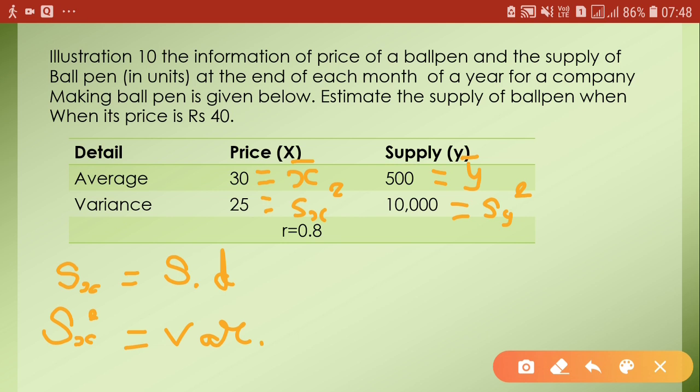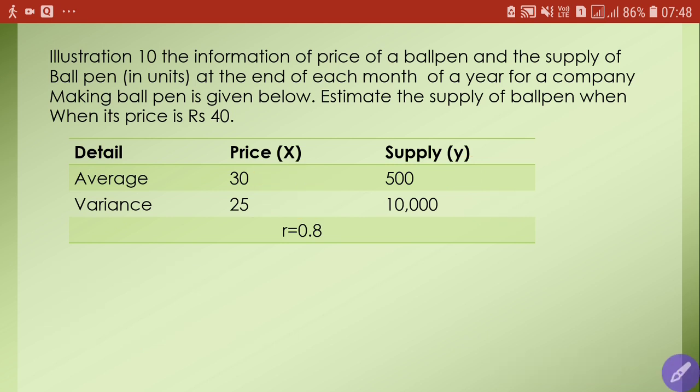One is x bar, one is y bar, one is sx square, one is sy square. R is given. So how will we proceed further? Let's go to the answer.